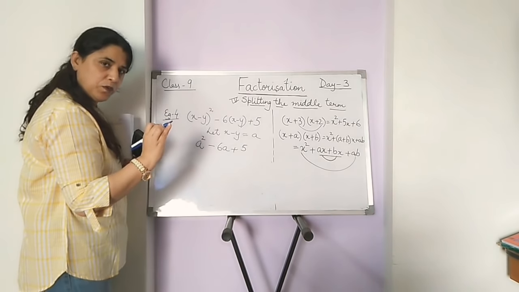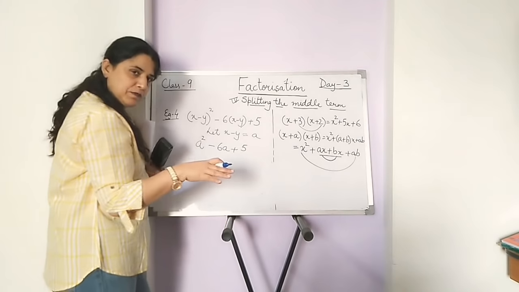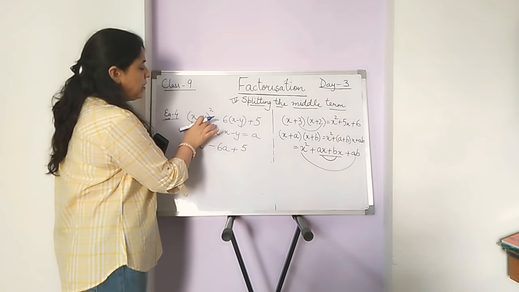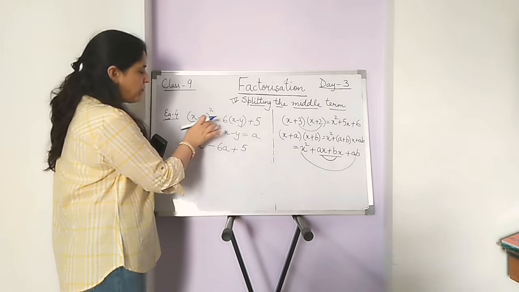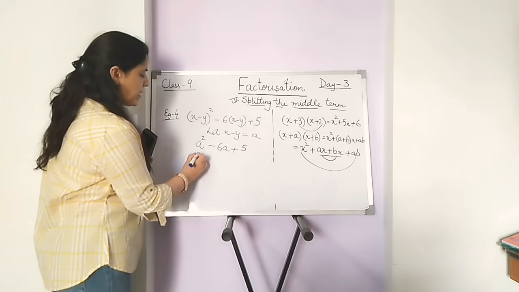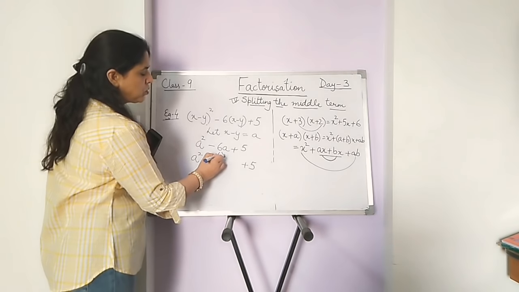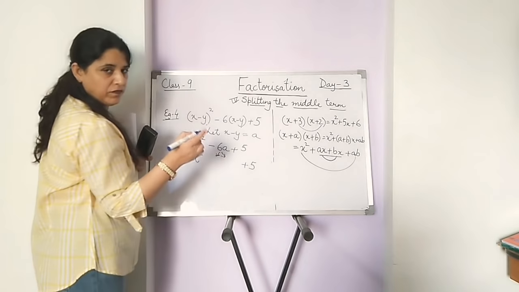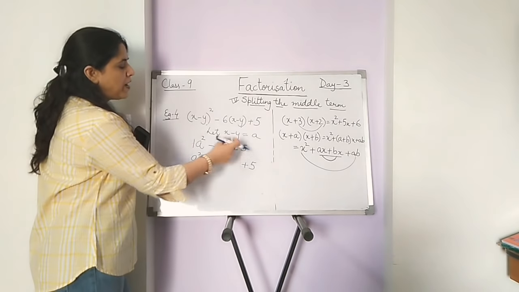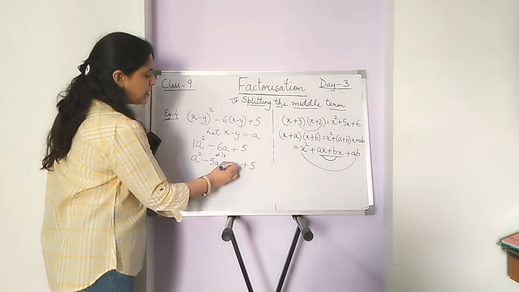Okay, I hope there is no problem. In the end, wherever we get a, we will substitute x minus y. For our convenience, because this was a quadratic in x minus y, we have taken x minus y as a. Now again the same process goes: splitting the middle term, first term as it is, last term as it is. Split this into two terms so that the product is 5 into 1, which is 5. The coefficient of the first term is 1. 5 ones are 5. So we will take minus 5a minus a.